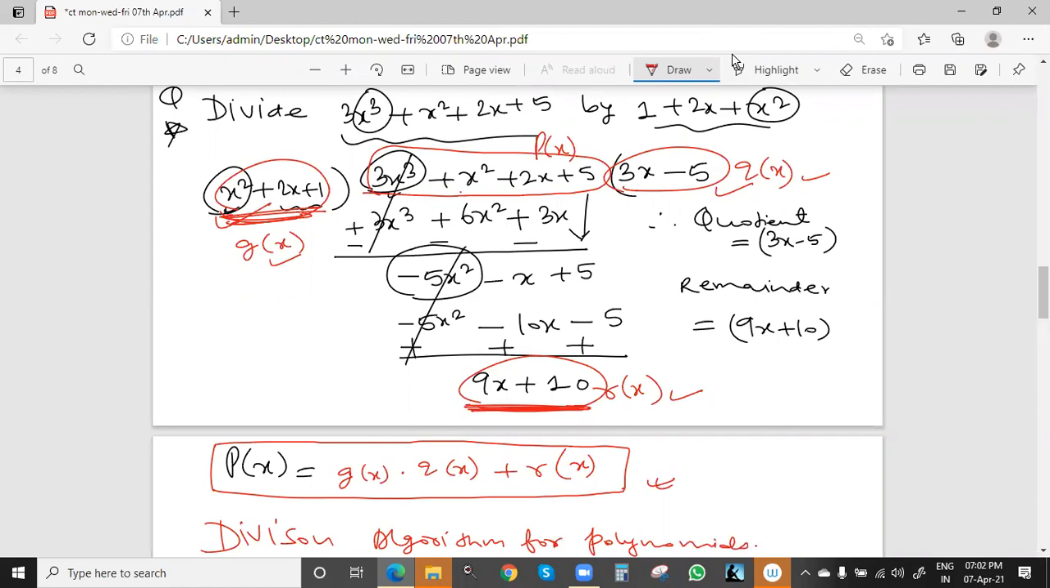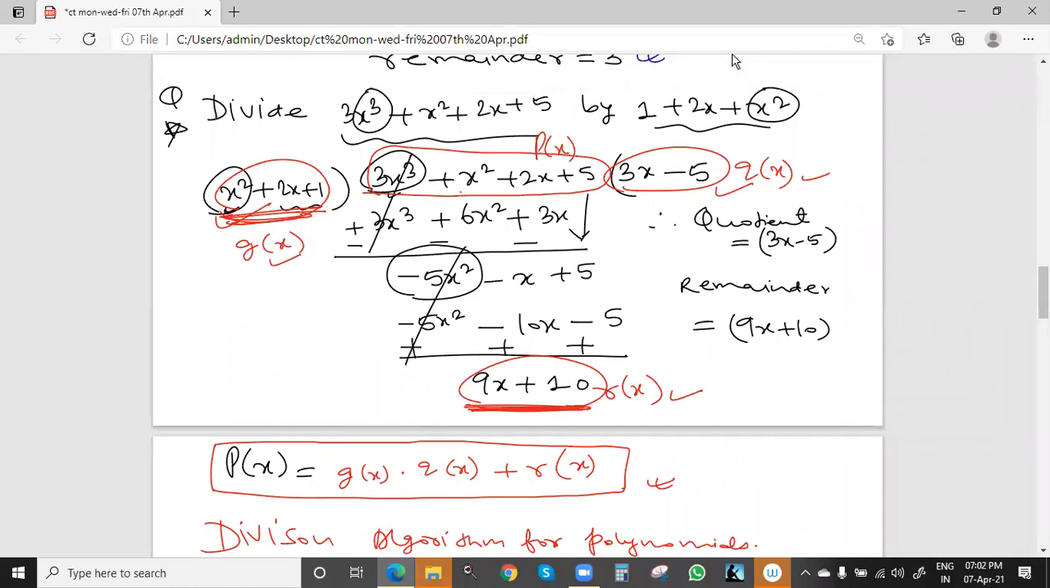All things, basically dividend, divisor, quotient, remainder, are all polynomials. That's why p(x) is equal to g(x) into q(x). p(x) is the given polynomial of degree 3. We have g(x) as the divisor, p(x) was the dividend, q(x) will be the quotient, and r(x) will be the remainder value. So the remainder is also a polynomial, the quotient also, then divisor and dividend, all are polynomials.